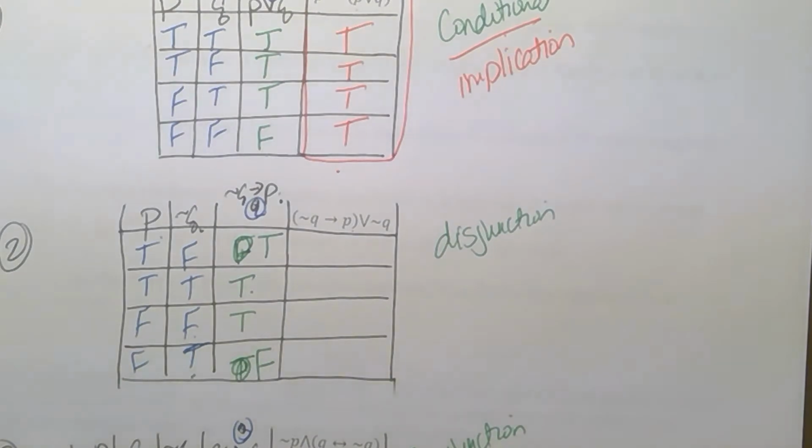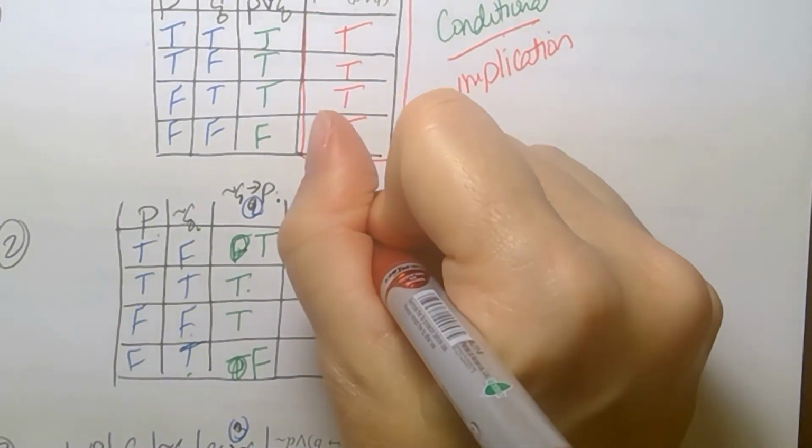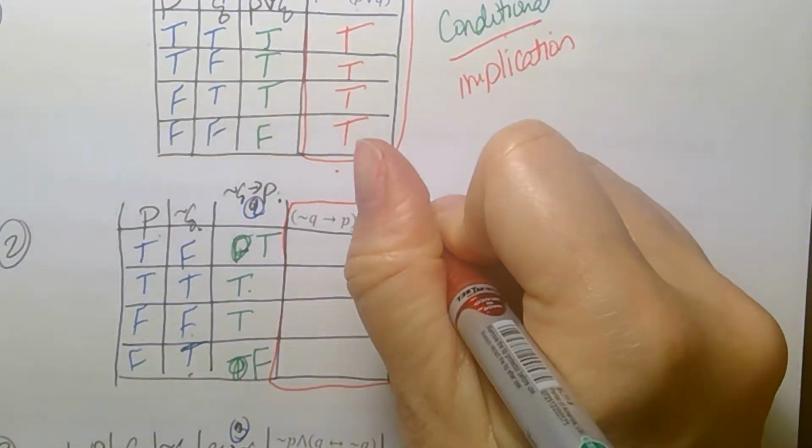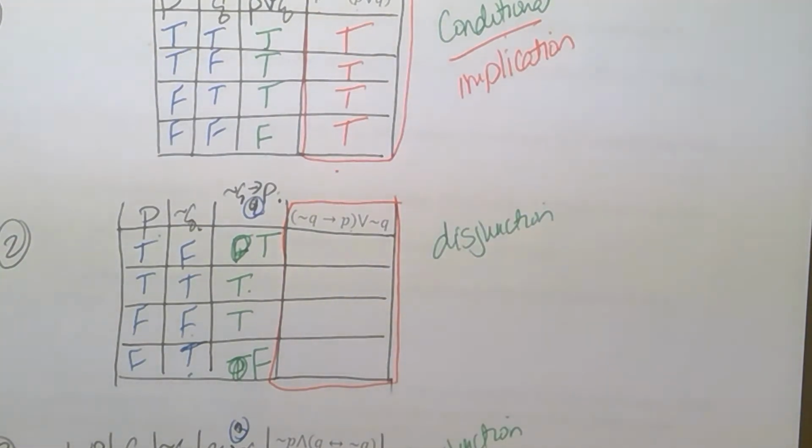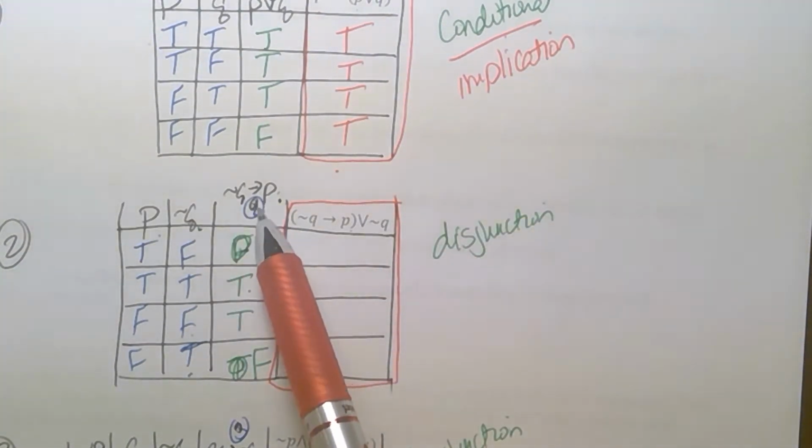I apologize that I messed up. I'm glad I caught it. I wish that somebody had been here, because we were in class, to help me catch it, but that's the way it goes. Okay, so I got my if not Q then P column.